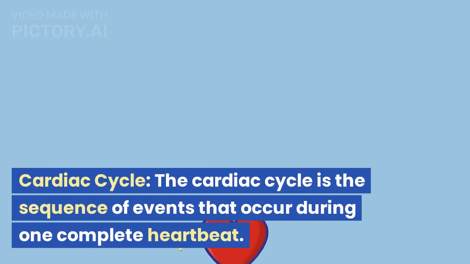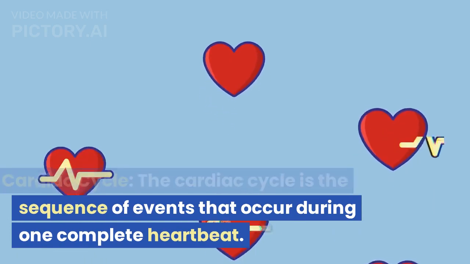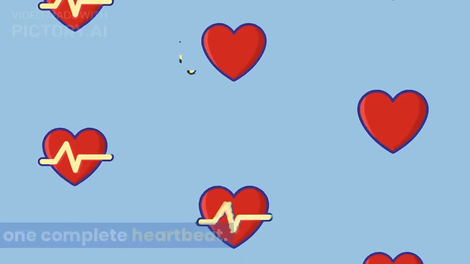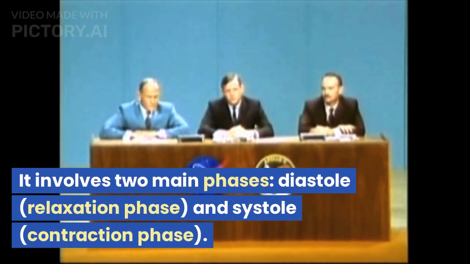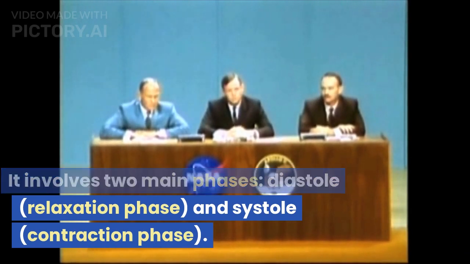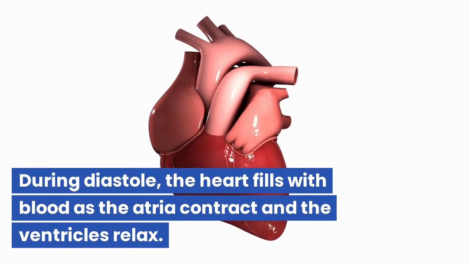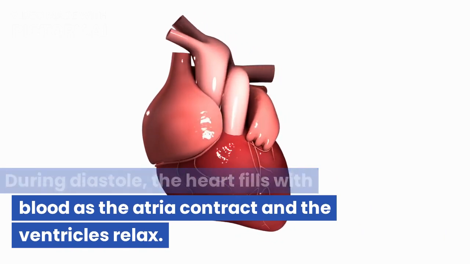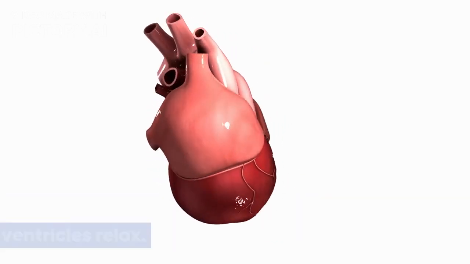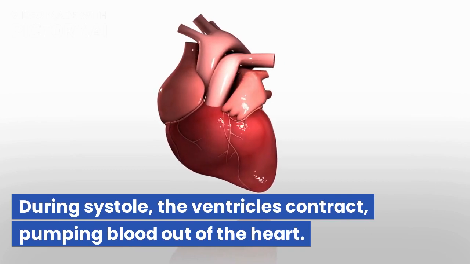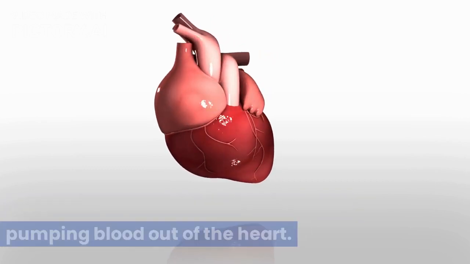Cardiac cycle. The cardiac cycle is the sequence of events that occur during one complete heartbeat. It involves 2 main phases: diastole, the relaxation phase, and systole, the contraction phase. During diastole, the heart fills with blood as the atria contract and the ventricles relax. During systole, the ventricles contract, pumping blood out of the heart.